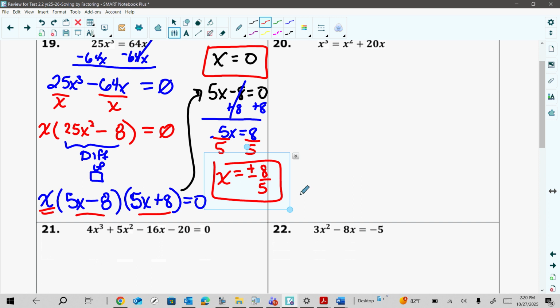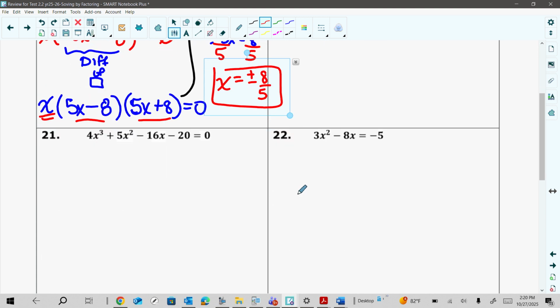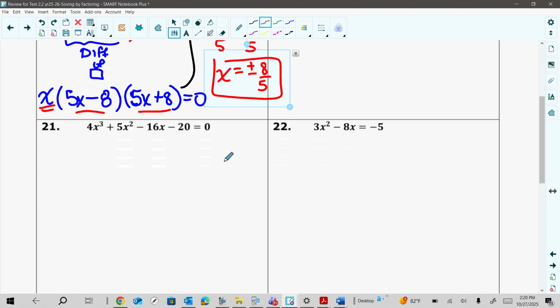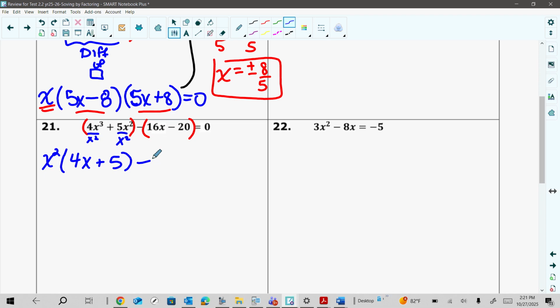Okay. Now on 21 here, it's already equal to 0, but hopefully you instantly recognize you're going to have to factor by grouping. Take out the GCF of each group. This one would be the x squared. So x squared parentheses 4x plus 5. Then the GCF for the next group would be 4. So minus 4. This would be 4x minus 5 as well.